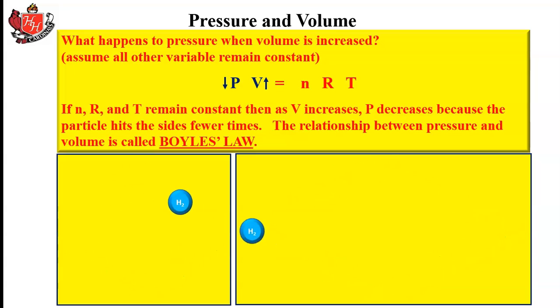The particle on the right, after we expanded the volume, we made the volume get bigger, so the particle on the right is hitting fewer times per second. So that means the pressure has gone down. Remember, we define pressure as how many times the particle hits the sides of the container. And as you make the volume bigger, the particle has a farther distance to travel, so it's going to hit the sides of the container fewer times. So as volume goes up, pressure goes down. This relationship between pressure and volume is called Boyle's law.